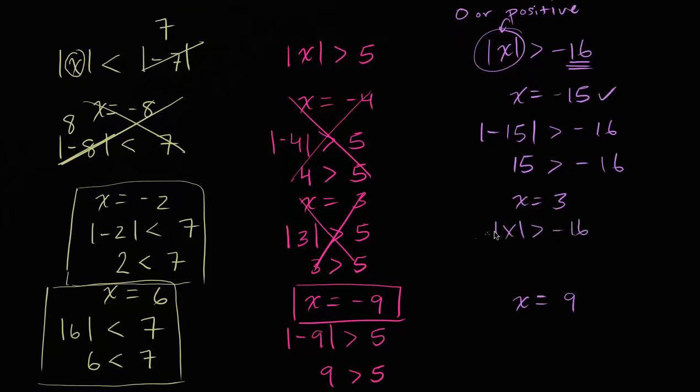If x equals 3, is the absolute value of 3 greater than negative 16? Sure, the absolute value of 3 is 3. And 3 is positive, so it's going to be greater than a negative number. So that works. And as I said, any x would work there. And then finally, if x equals 9, is the absolute value of 9 greater than negative 16? Well, sure, that's just 9, and that is greater than negative 16. Even if x was 0, then you would have 0 greater than negative 16, which is absolutely true. So any x here works.